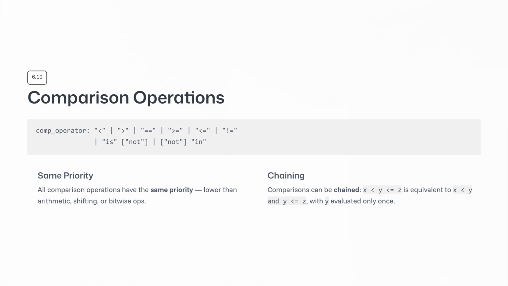And chaining: comparisons can be chained. x < y <= z is equivalent to x < y and y <= z, with y evaluated only once. That's the important part. y is only evaluated once, not twice.